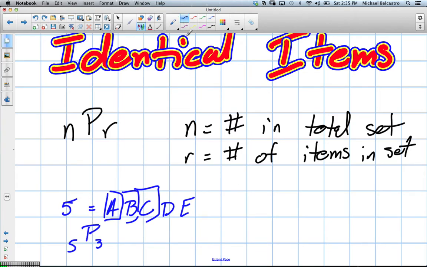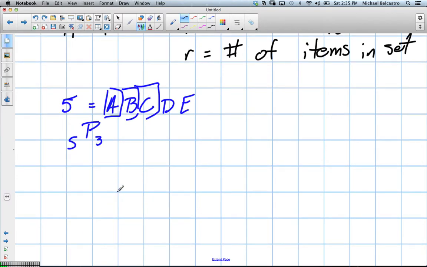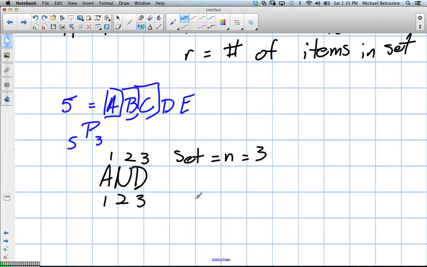But in the questions we're doing with identical items, they're asking us questions like, how many different ways can we rearrange the letters in the word "and"? Well, there's 1, 2, 3 letters in "and" and there's a total number of 3 letters in the set. So the set n is 3, and they want us to use all 3 letters. So in which case we have 3P3, which is going to give us a value of 6 when we put it into our calculator.